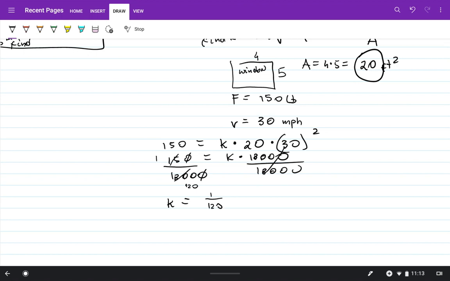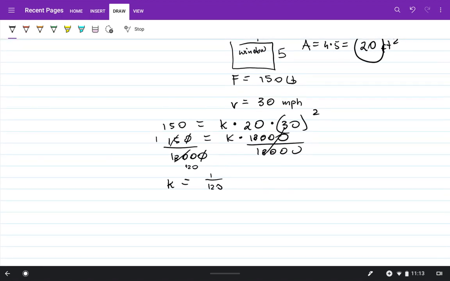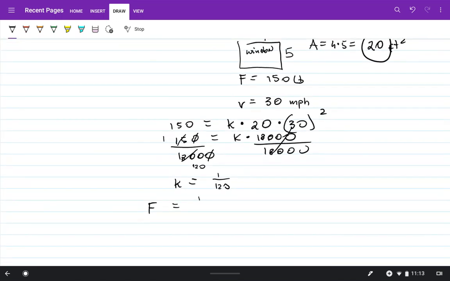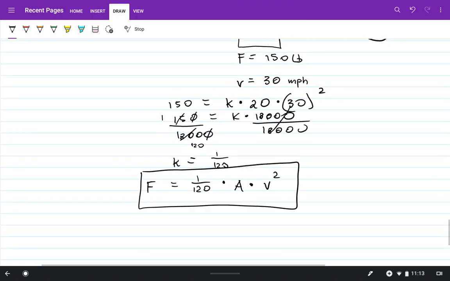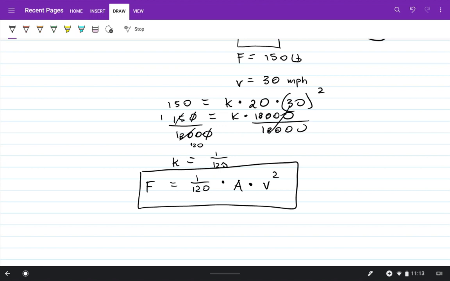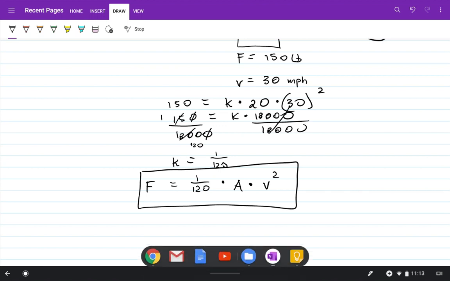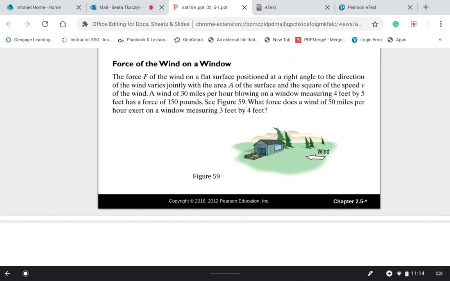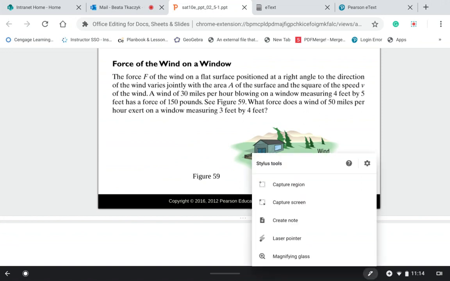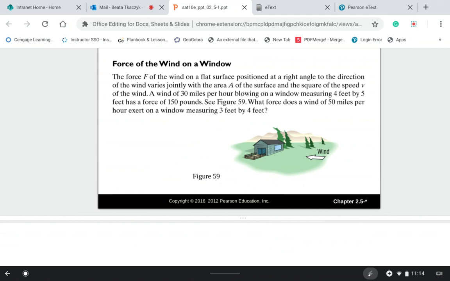Again, you can keep it most likely as decimal also. So this is the constant of proportionality. So our formula is F equals K, which is 1 over 120, times area times speed to a second power. So this is the formula for this problem. This is how we calculate the force of the wind. Now, let's go back and let's see what we need to find. So the last question of the problem tells you what we need to find.